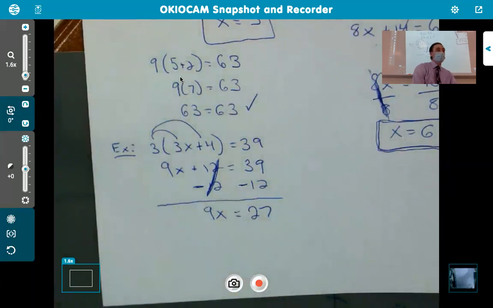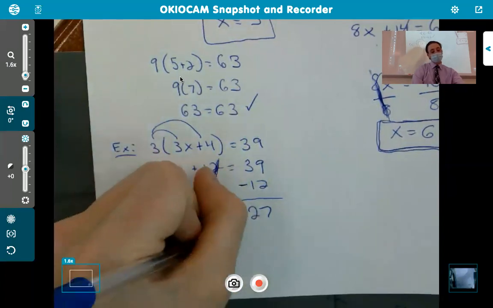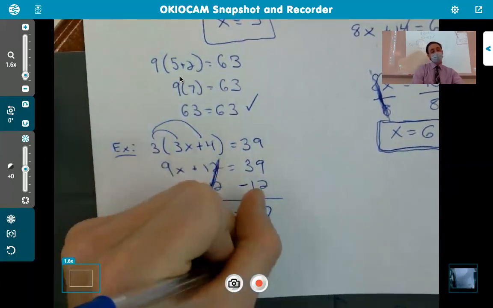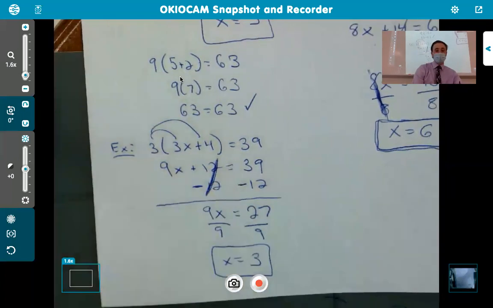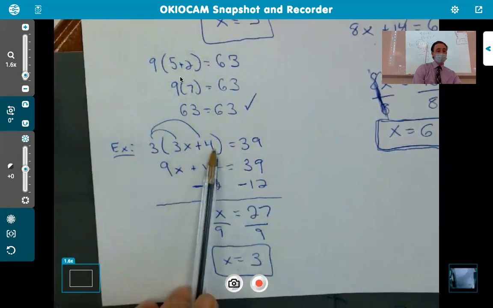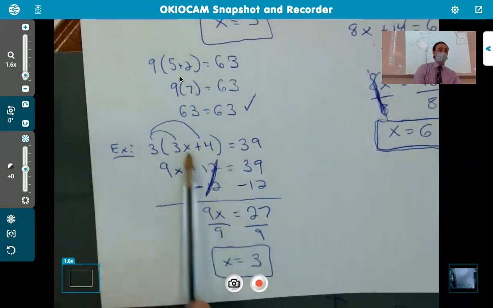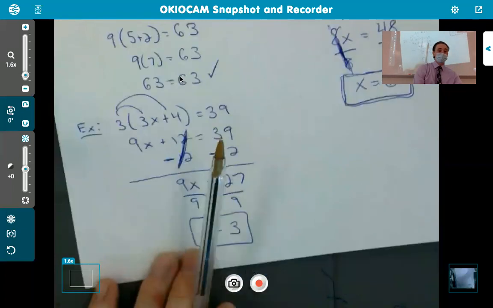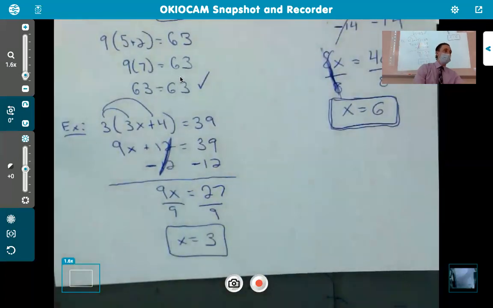And what's my very last step from here? Divide by 9, awesome. What's 27 divided by 9? 3. So my answer is x equals 3. If you were to plug 3 back in, 3 times 3 is 9. 9 plus 4 is 13. 13 times 3 is 39. You would get 39 equals 39 on both sides. Okay. So that allows me to check to say, okay, well, that is in fact the correct solution.